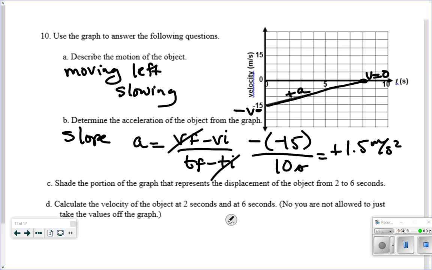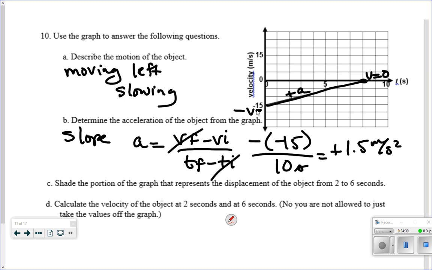As long as you do the final minus initial and you're careful, you should always be able to come up with the correct sign of your acceleration, whether you're dealing with something slowing down, starting in the 4th quadrant, 1st quadrant, doesn't really matter. Okay, shade the portion of your graph.